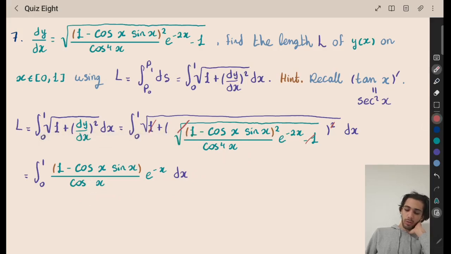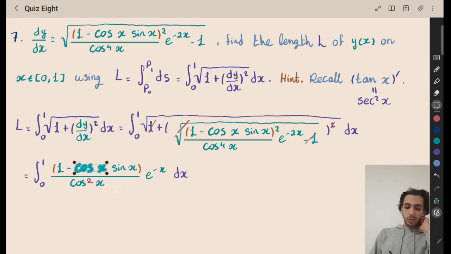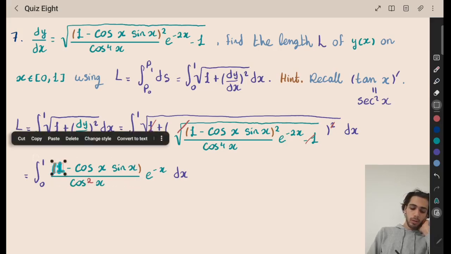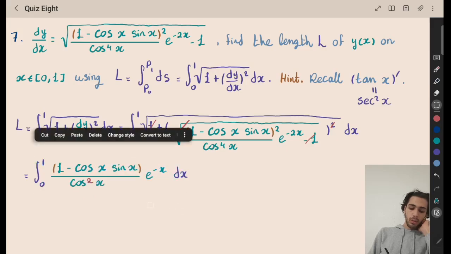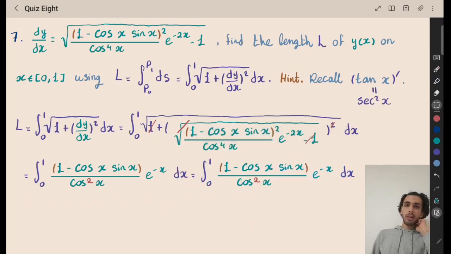This becomes cosine squared. Then this is not too bad either. I have a cosine squared on the bottom and I have two expressions on top. One of them has a cosine. So probably I should divide these, right? So let me simplify this expression. Now all of this I'm just simplifying. I haven't even started integrating anything at all.